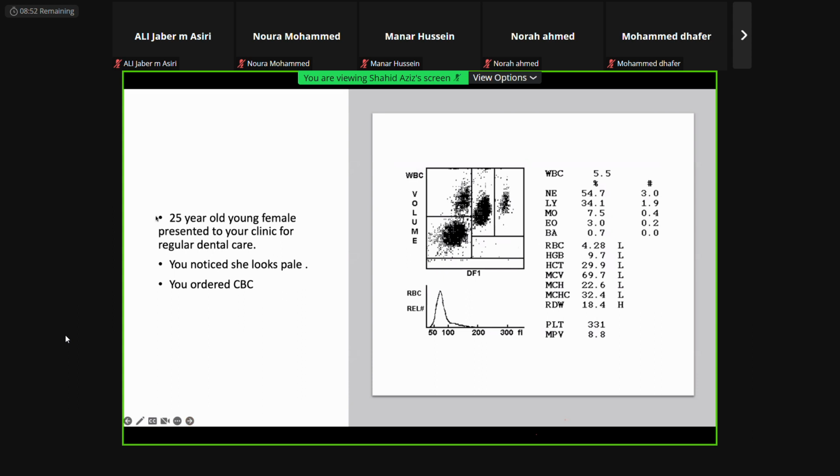So this is the CBC of another 25-year-old young female. She looks pale. You ordered CBC. Here you see the hemoglobin, this is what we have already discussed earlier. This is microcytic hypochromic anemia because the MCV and MCH both are low.